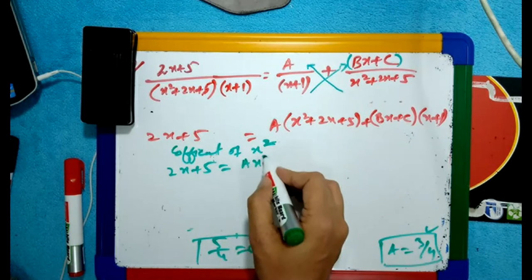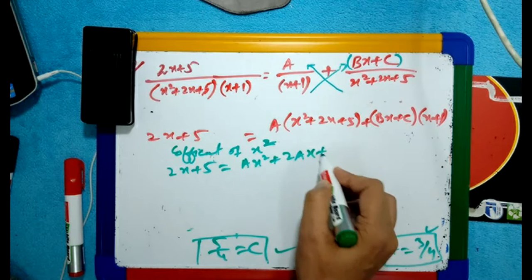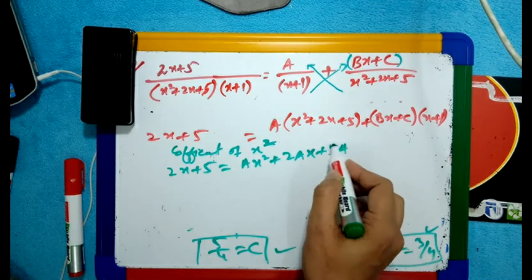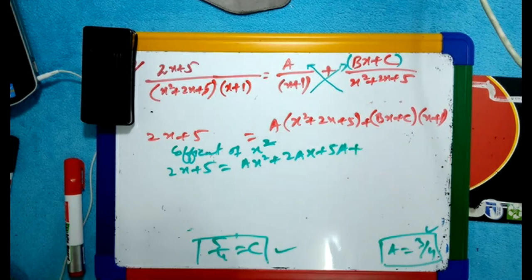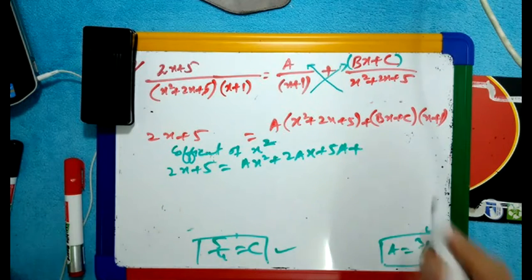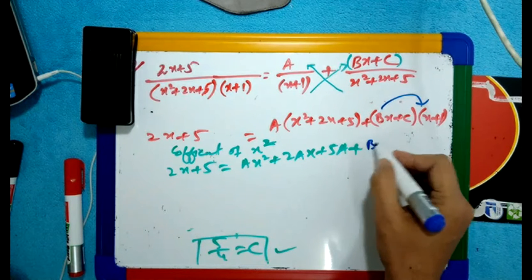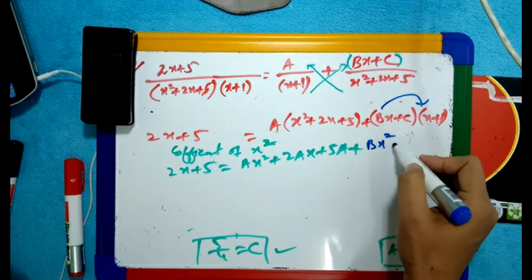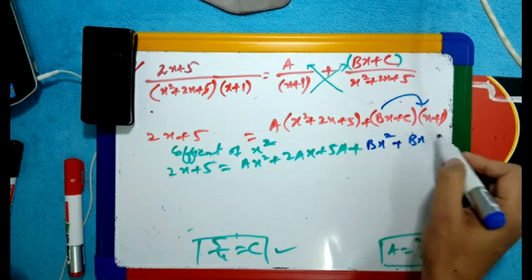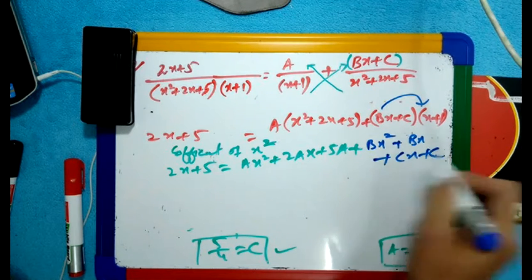Ax squared plus 2ax plus 5a, right? Plus, now next thing I will open the last term. From this and this, I will get the x squared term: bx squared plus bx plus cx plus c. This is the whole term, right?